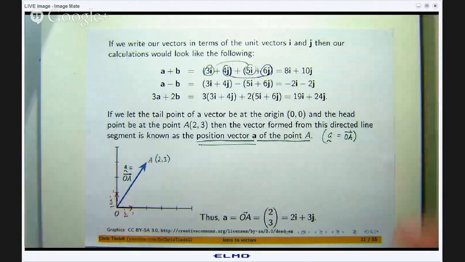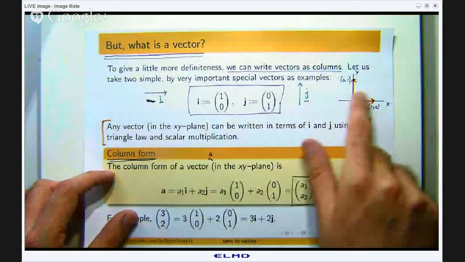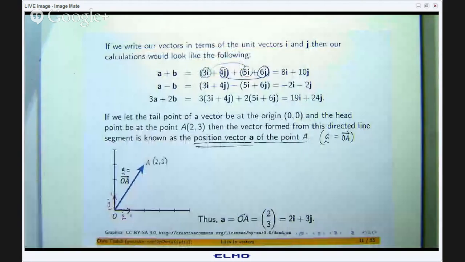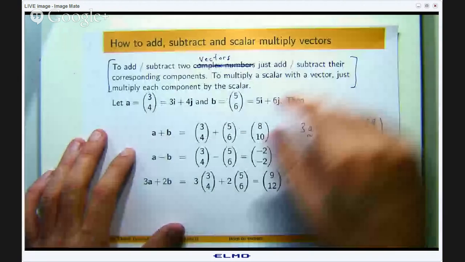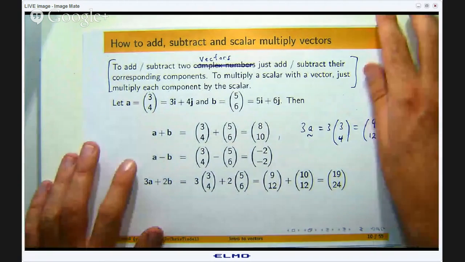Okay, well that's pretty much all I wanted to talk about in this presentation. It's been a pretty short one, and the focus has been on the following. I wanted to introduce the idea of these unit basis vectors, i and j, and then the column form of a vector. And then I wanted to talk a little bit about the algebra, or the actual mechanics, of how you add, subtract, and scalar multiply vectors.